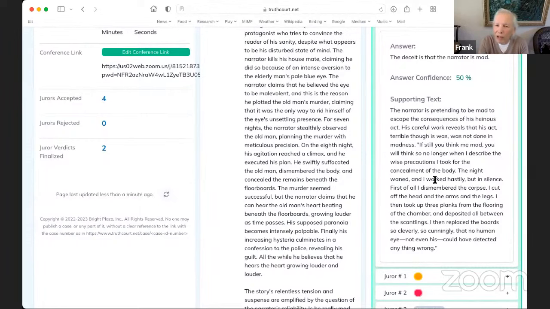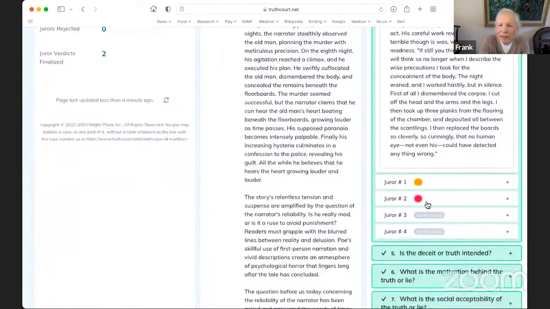"The night waxed, and I worked hastily, but in silence. First of all, I dismembered the corpse. I cut off the head and the arms and the legs. I then took up 3 planks from the flooring of the chamber and deposited all between the scantlings. I then replaced the board so cleverly, so cunningly, that no human eye, not even his, could have detected anything wrong." Doesn't seem to me like a madman.